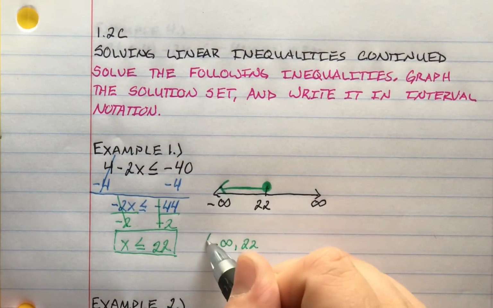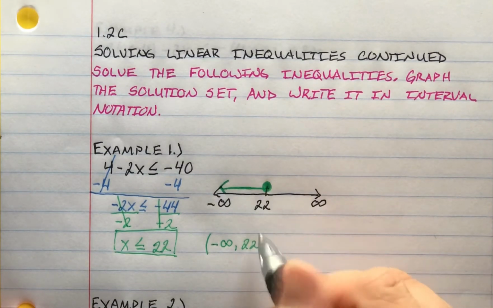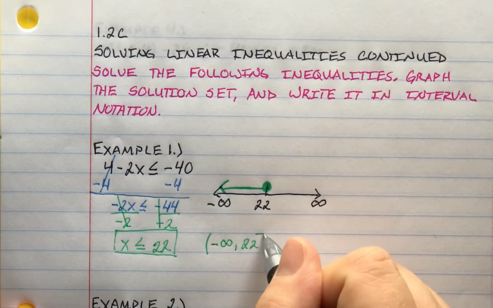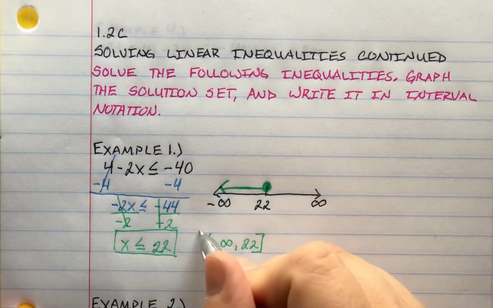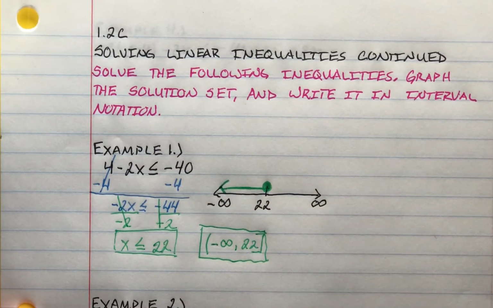Remember that you always put a parenthesis next to the infinity. And for our symbol on 22, we look at our dot, we notice that it's closed. So that means I'm going to put a bracket here because, again, I'm including that number. And this would be the solution.